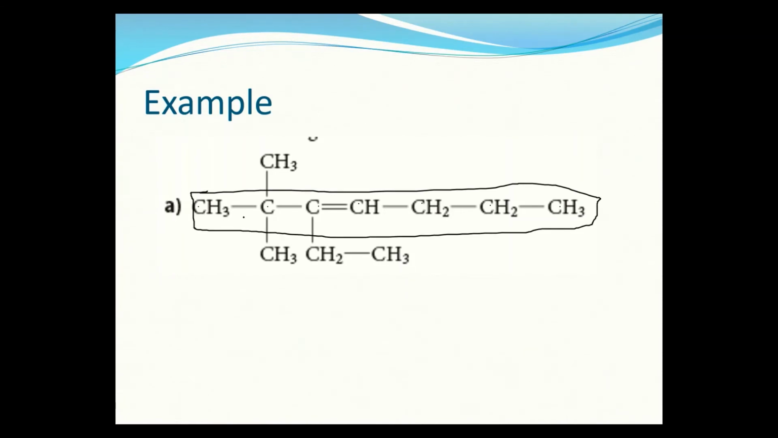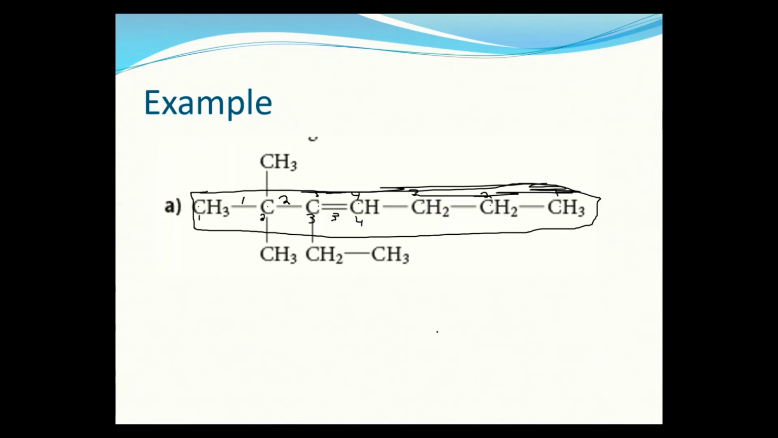In terms of counting, we care about the double bond, not the branches. So we can count 1, 2, 3, 4, where the double bond is between 3 and 4, or we can count 1, 2, 3, 4, 5, so now the double bond's between 4 and 5. We want to count the first way, because that gives us the smallest number. We don't actually count the carbons, we count the bonds. So this is bond 1, bond 2, and bond 3.